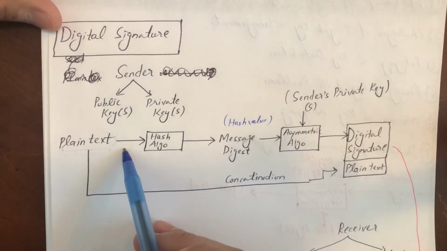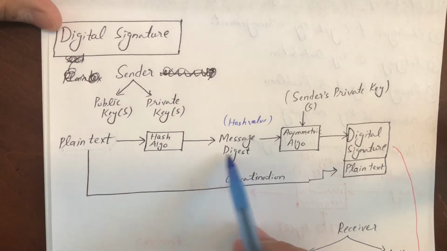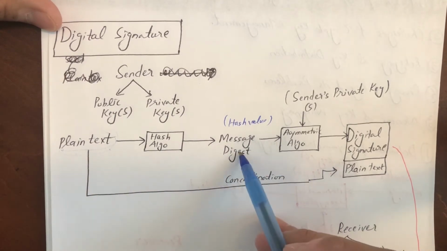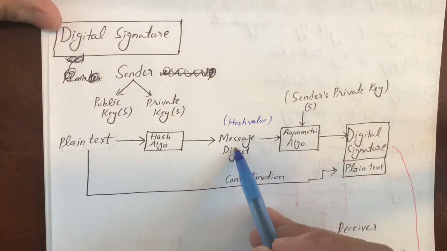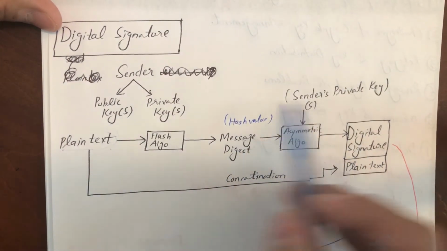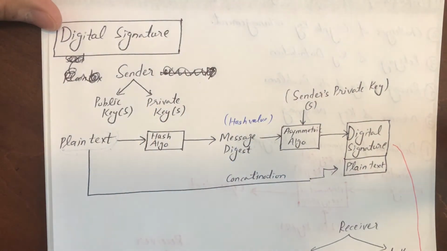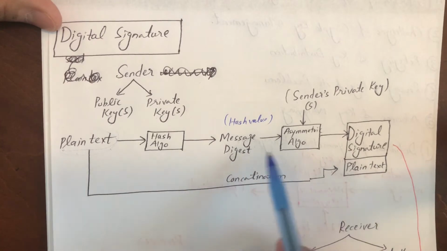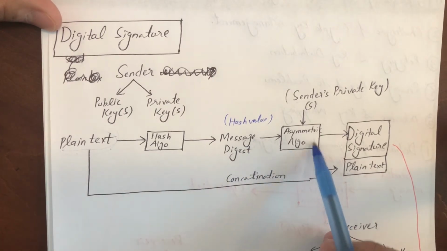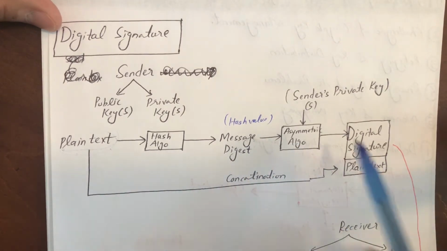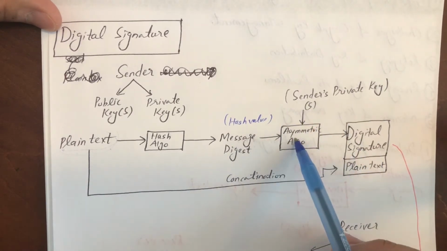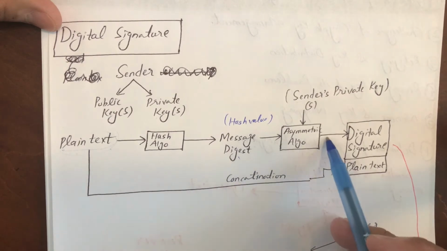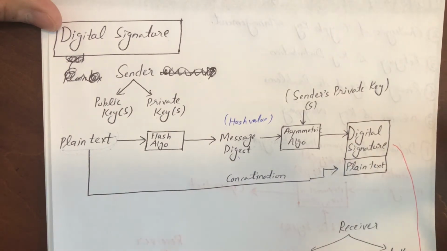So for our plain text, we will calculate the hash value or message digest, and then we will encrypt this message digest using sender's private key, because we are creating a signature. Nobody else can sign for you. The message digest will be encrypted using RSA or any asymmetric algorithm, and sender will use his private key to encrypt the message digest. That is the digital signature.